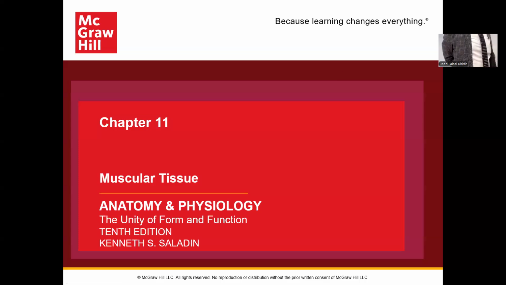So today we're going to talk about the muscular tissue. And we know that in our body we have four different types of tissues. The first one was the epithelial tissue, followed by the connective tissue, and then we have our muscular tissue, and our next lecture is going to be about the nervous tissue.